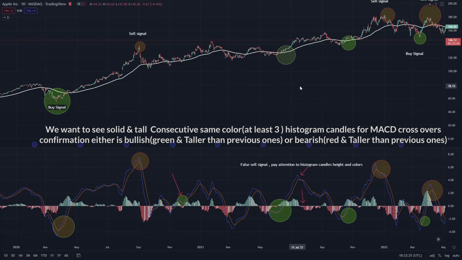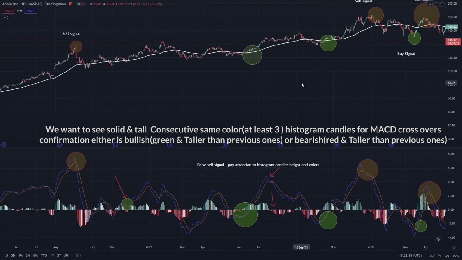Another thing to keep in mind, if you look at the next red arrow, it gave us a false sell signal. Pay attention to the histogram candles' height and the colors. They are very weak, so we don't get a sell signal. Here, the price rose or stayed stable or kept steady. So that was a false signal. So we're going to identify the MACD false signals with histogram strength.